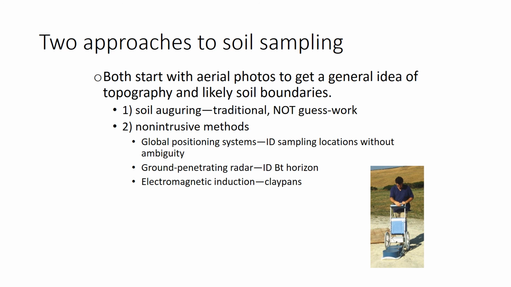But a non-intrusive method, if you are unable to go out on site, is to use a global positioning system to identify sampling locations without ambiguity, or ground penetrating radar, which can help identify a Bt horizon but not necessarily the depths. Electromagnetic induction can also help you identify features such as clay pans.